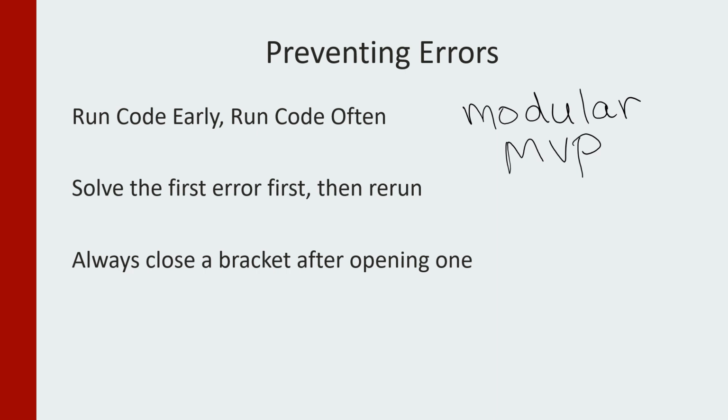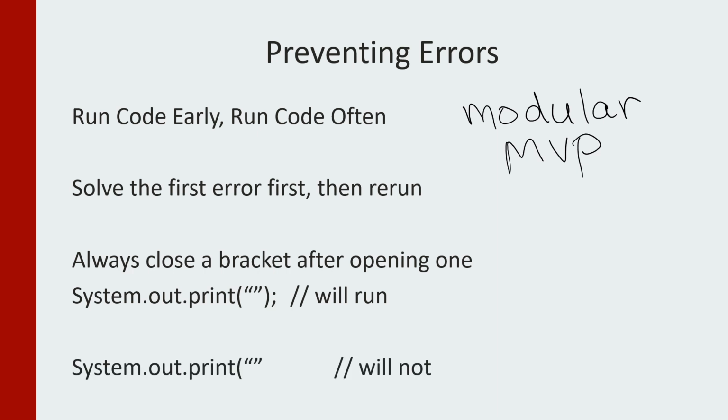As I mentioned before, always close a bracket after an opening one. So left and right should always be matched up. As an example, system.out.print, open parentheses, open quotes, close quotes, close parentheses, semicolon will run. It just doesn't print anything. But system.out.print, open parentheses, open quotes, close quotes with no closing parentheses or semicolon is not going to run.